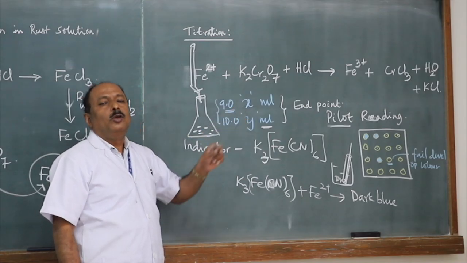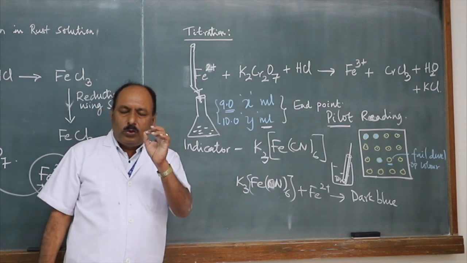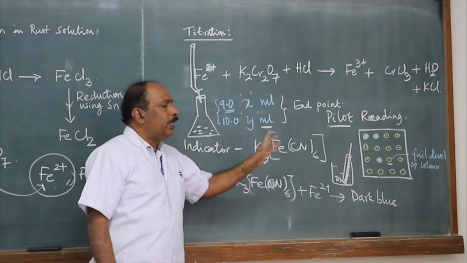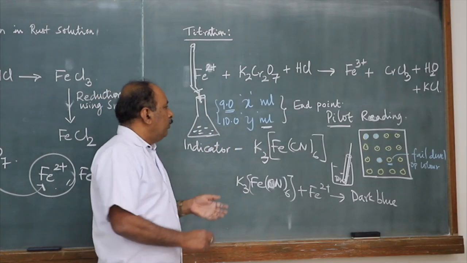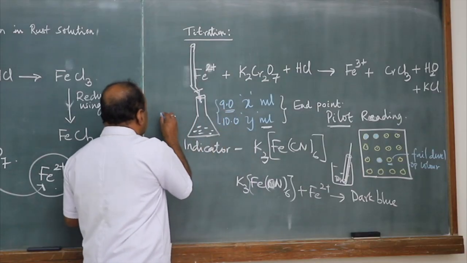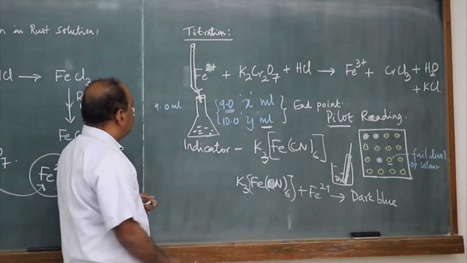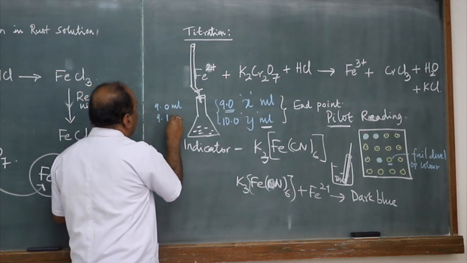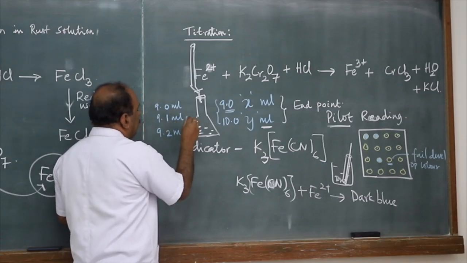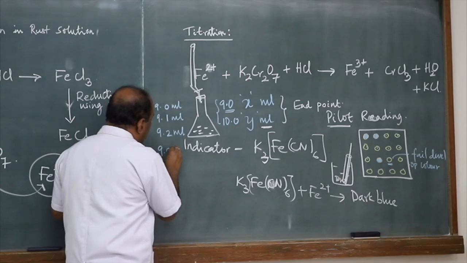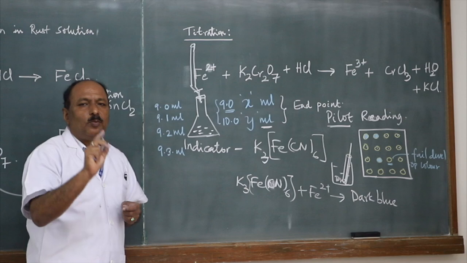From then onwards, you will be adding solution from the burette into the conical flask, 2 drops at a time, so that you can identify the color change within the limit of 0.1 ml. So when the reading is 9, test drop develops color. When the reading is probably 9.1, still it may develop color. When the reading is 9.2, you may see the development of color. When the reading is 9.3 ml, adding 2 drops amounts to about 0.1 ml.